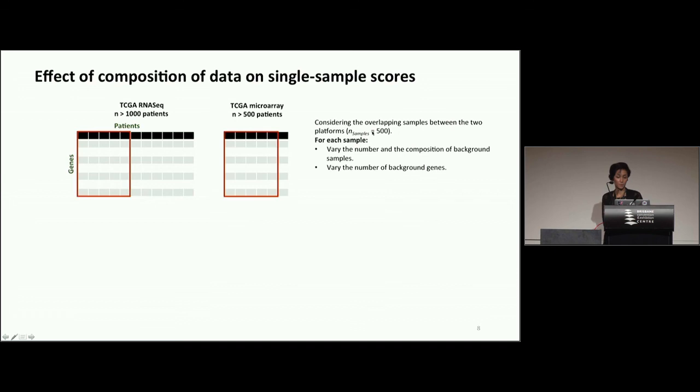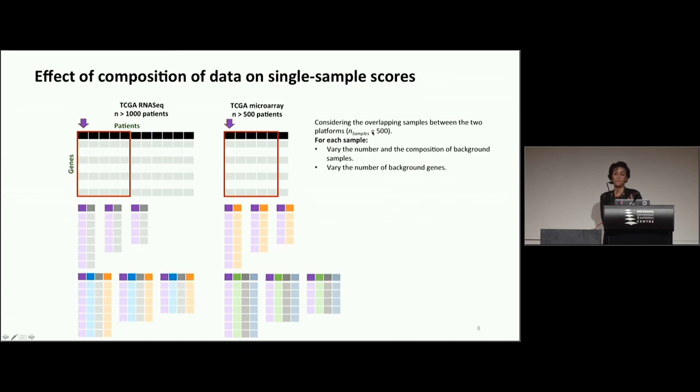So if we focus on 500 overlapping samples, then for each single sample, we change the composition of the samples in the data, and we also change the number of samples in the data, and we further change the number of genes measured in the data set.